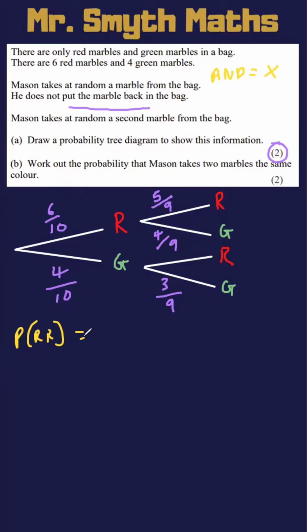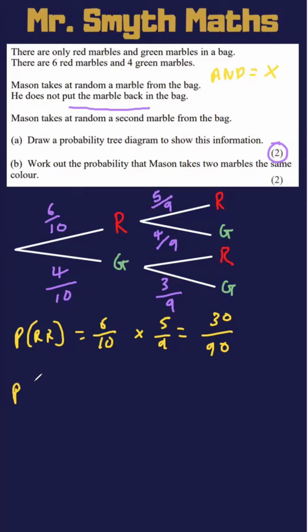Okay, so probability of red followed by red. So I can see red is 6 over 10, and then I want another red, so that's 5 over 9. So I'm just going to multiply these together. The top gets us 30, the bottom gets us 90. Do not simplify this unless it tells you to.